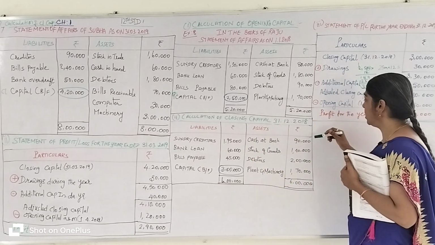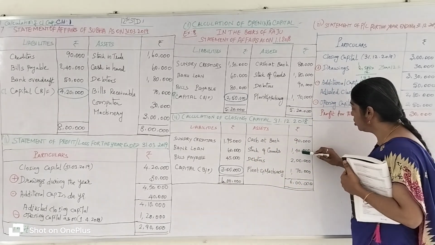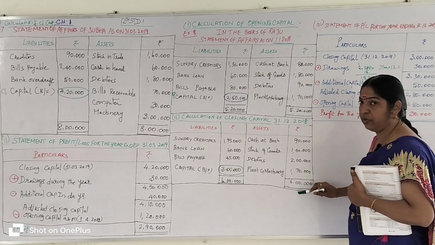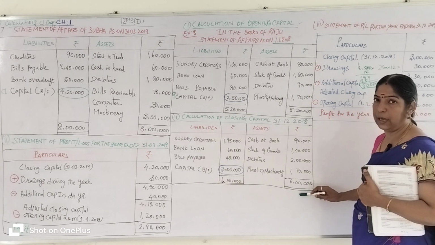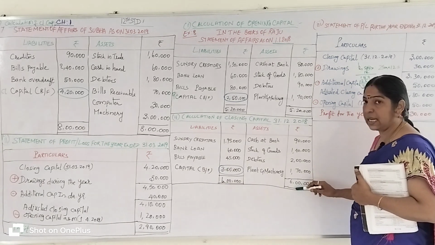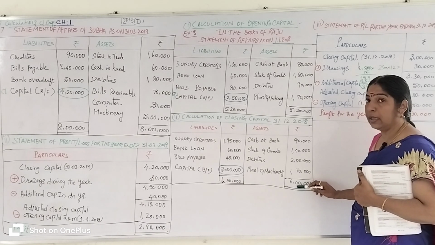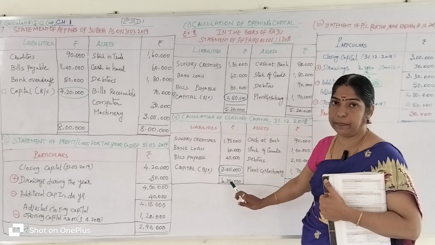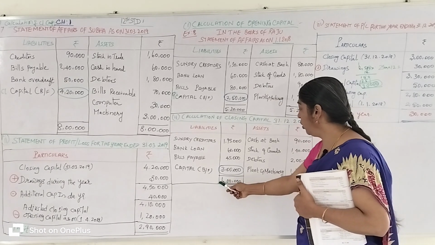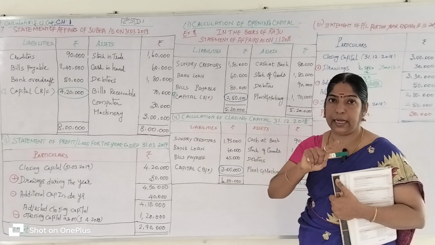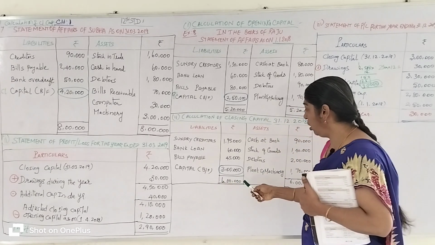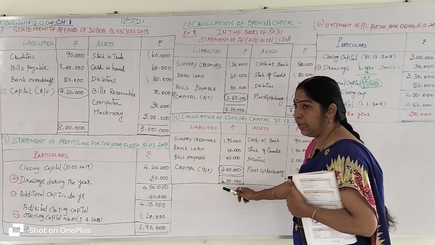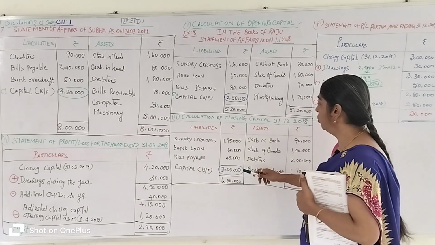On the asset side, we add 90,000 plus 1,40,000 plus 2 lakh rupees plus 1,70,000 rupees. We get 6 lakh rupees total. We take 6 lakhs as the higher total, so we enter it on both the asset and liability sides. For the total, we write a double underline. After entering the total amount, you draw a double line.